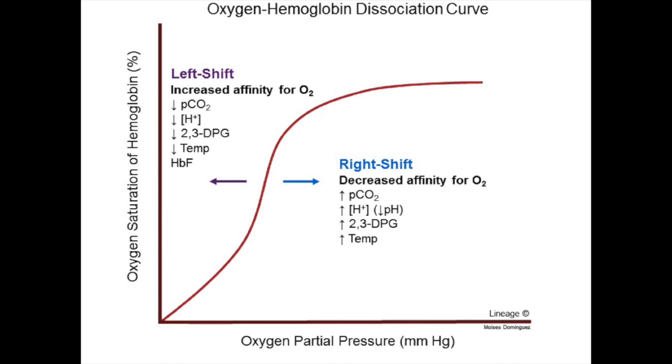These two sorts of things occur during exercise, which makes sense. If you are exercising, you want your muscles to be able to receive oxygen from hemoglobin at a higher rate, so you would want the affinity of the hemoglobin for oxygen to decrease.